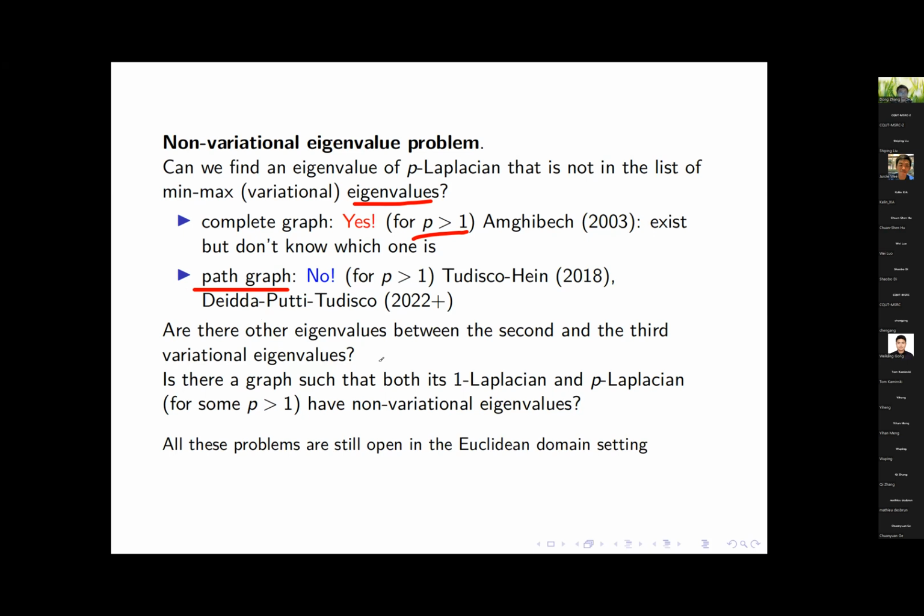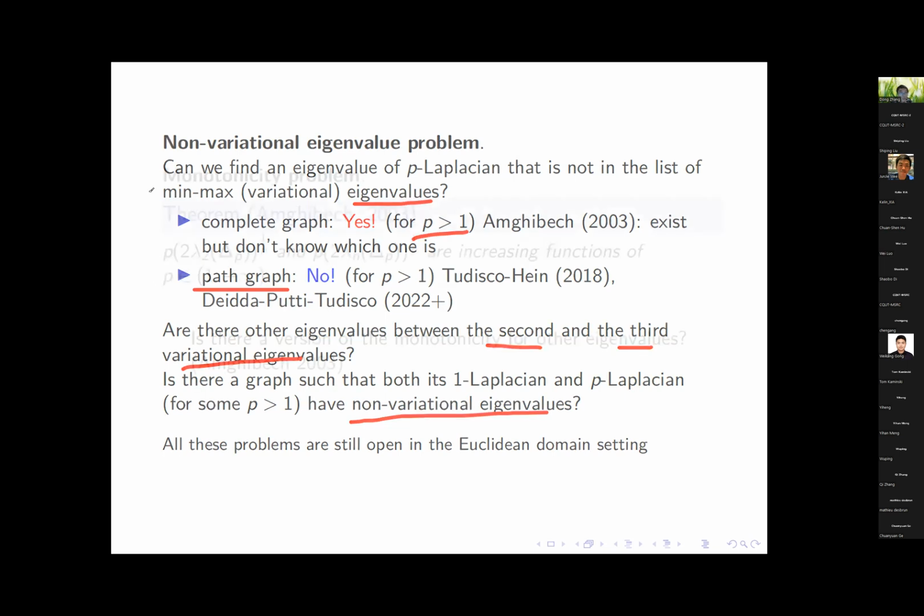So we have many related questions. For example, are there other eigenvalues between the second and the third minimax eigenvalues? And is there a graph such that both the 1-Laplacian and the p-Laplacian have non-variational eigenvalues? And we should know that all these problems are still open in the Euclidean domain setting. That means for the continuous p-Laplacian, all these results are still open.